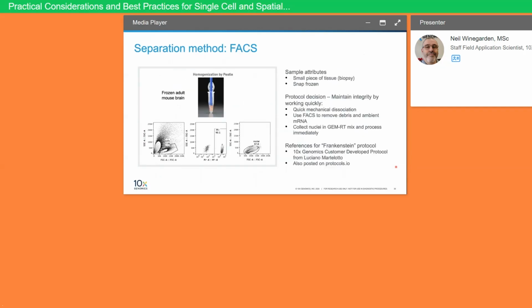Dr. Luciano Martelato, now the scientific director of the Single Cell Core Laboratory at Harvard, has made public a protocol that he and his group developed that they called the Frankenstein protocol. This takes nuclei isolation procedures one step further, using flow or FACS in order to purify isolated nuclei. This protocol can be found on our website in the Customer Developed Protocols section. Dr. Martelato has also developed an extension to this protocol called the Daughter Frankenstein protocol, which uses gradient separation rather than FACS. That protocol is available on protocols.io.